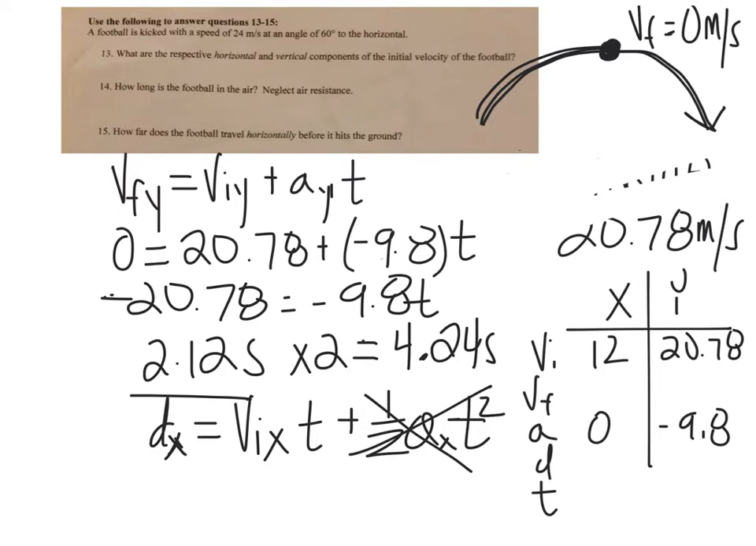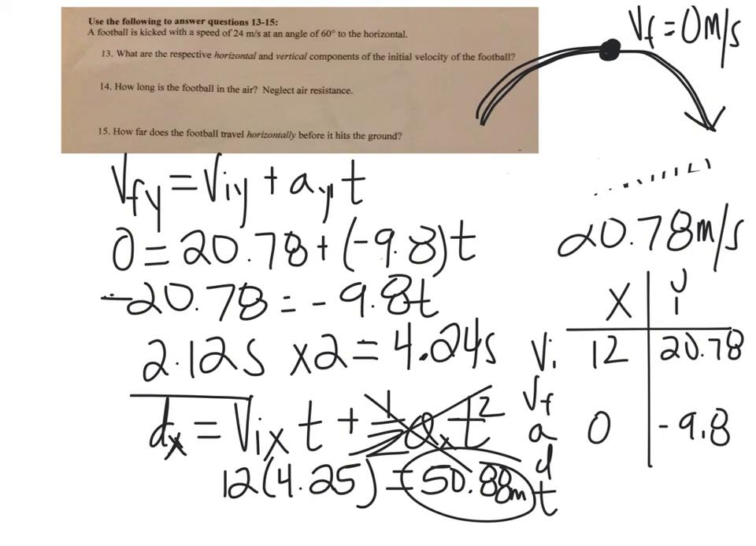All right, so you're going to plug in your VIX, which is 12, and your full time, because we're looking for how long it travels horizontally. So we need the full amount of time. And you just multiply that, and you should get 50.88 meters as your answer. Okay, so we use the full amount of time because we're looking from start to finish how far it's gone. So that would take the full 4.24 seconds. If we were solving for height, which none of these ask you to do, but you will later, you would use half the amount of time because when it gets to this highest point, it's halfway there. So it would use half the time.